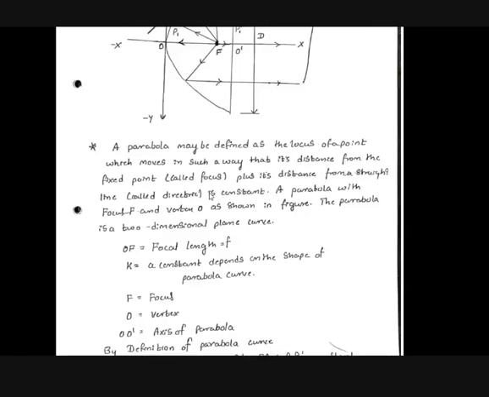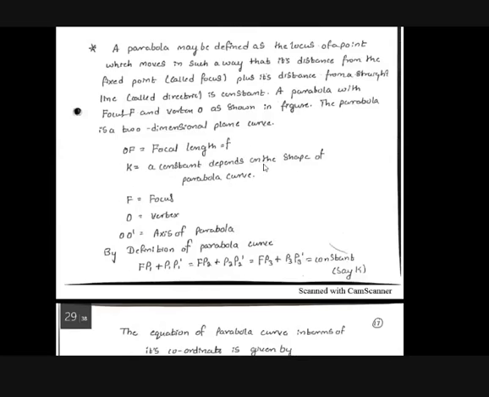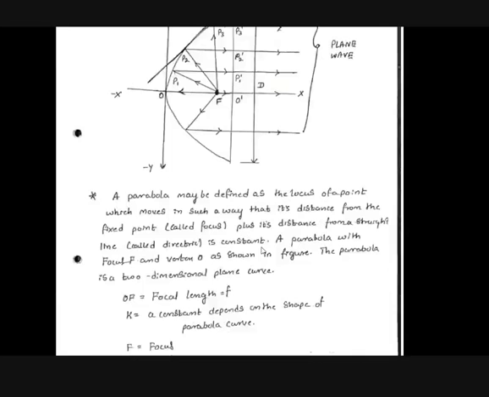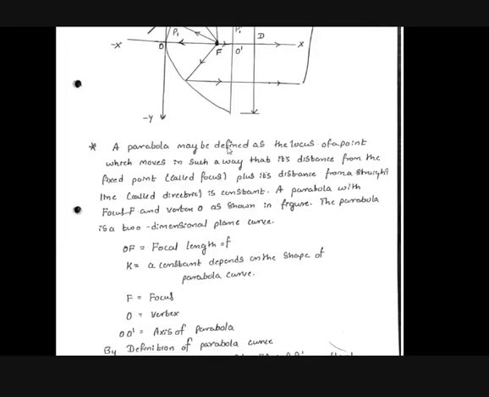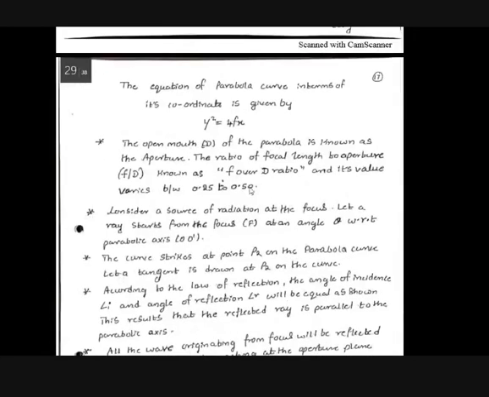The open mouth is represented by the capital D. This is known as the aperture, and we want to find the ratio involving this capital D. The ratio of the focal length, small f, divided by capital D is known as the f over D ratio. Remember, this f over D ratio varies between 0.25 and 0.50.